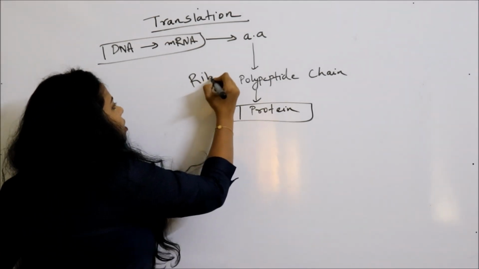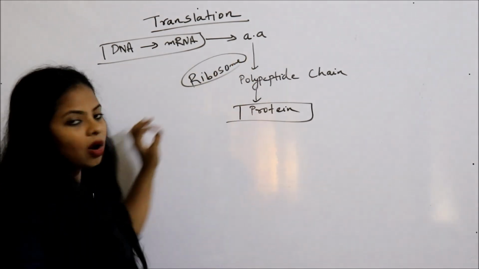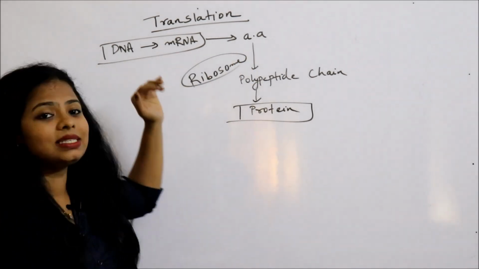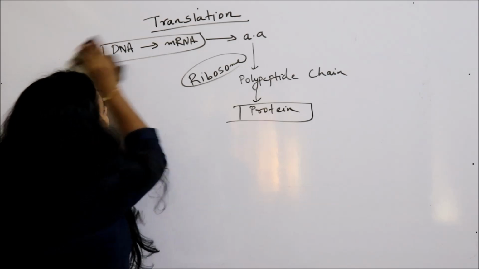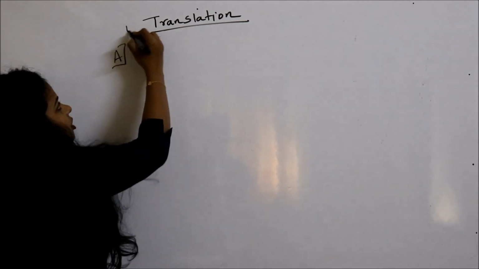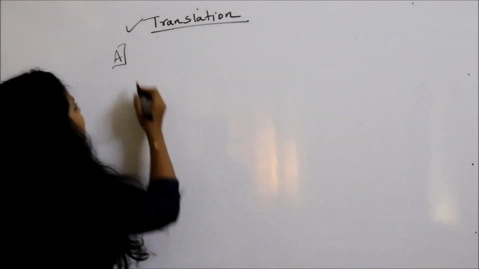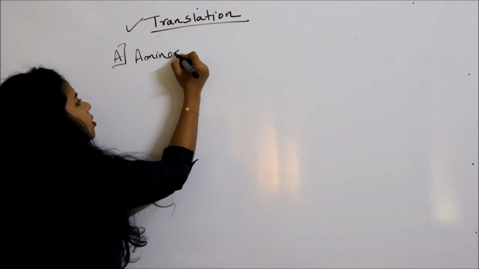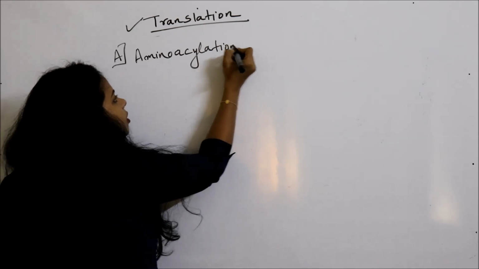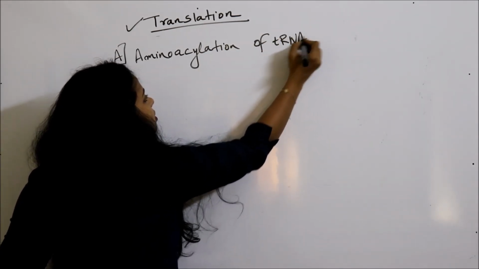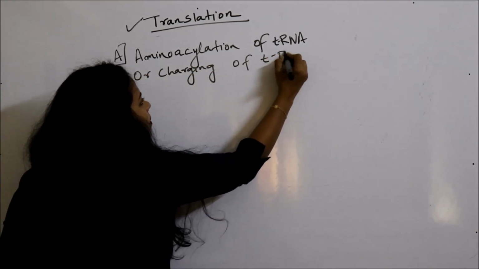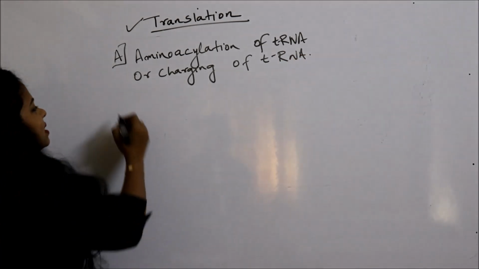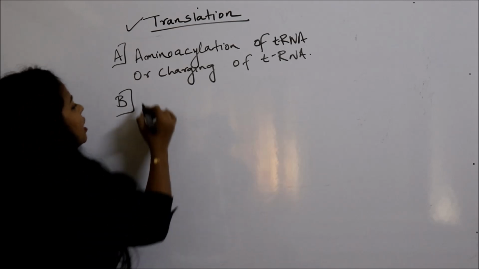So this conversion occurs on the ribosome. Now let us see the steps in the conversion of mRNA into protein. Translation occurs with the help of two steps. The first step is amino acylation of tRNA. Now this step is also known as charging of tRNA. Now, the next step, that is the second step, is formation of polypeptide chain.